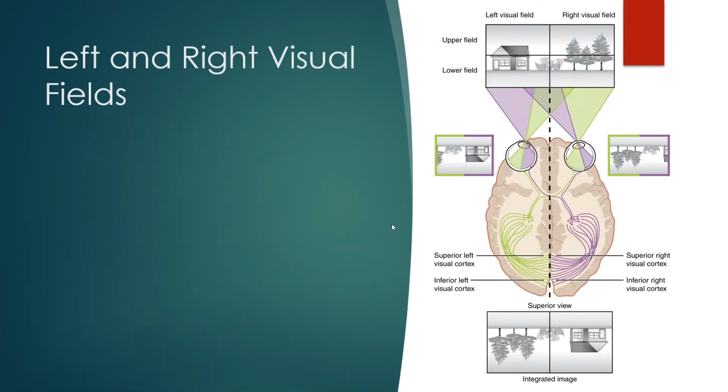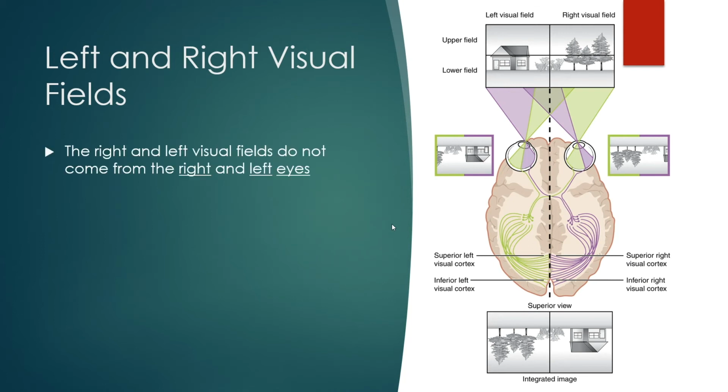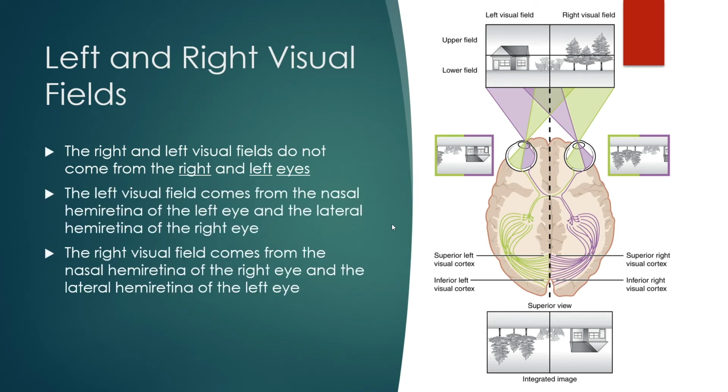All right, so left and right visual fields. Most people have this intuitive sense that the left eye goes to the right half of the brain, and the right eye goes to the left half of the brain. It's not like that. The left and right visual fields are actually coming from halves of the eye. The left visual field is coming from the nasal portion of the left eye and the lateral portion of the right eye. And then the right visual field is coming from the lateral portion of the left eye and the nasal portion of the right eye.